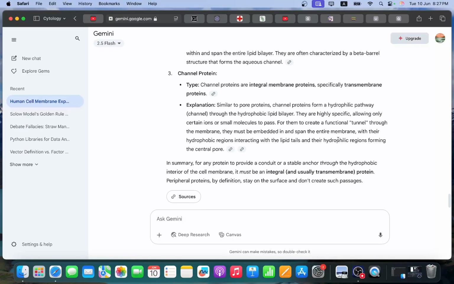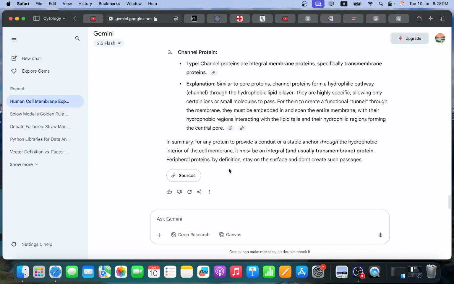And channel proteins are specific pore proteins. They are highly specific. I think this is the distinction, because as one exits, the entryway is blocked, allowing only certain ions or small molecules to pass. For them to create a functional tunnel through the membrane, they must be embedded in and span the entire membrane, with their hydrophobic regions interacting with lipid tails and their hydrophilic regions forming the central pore.